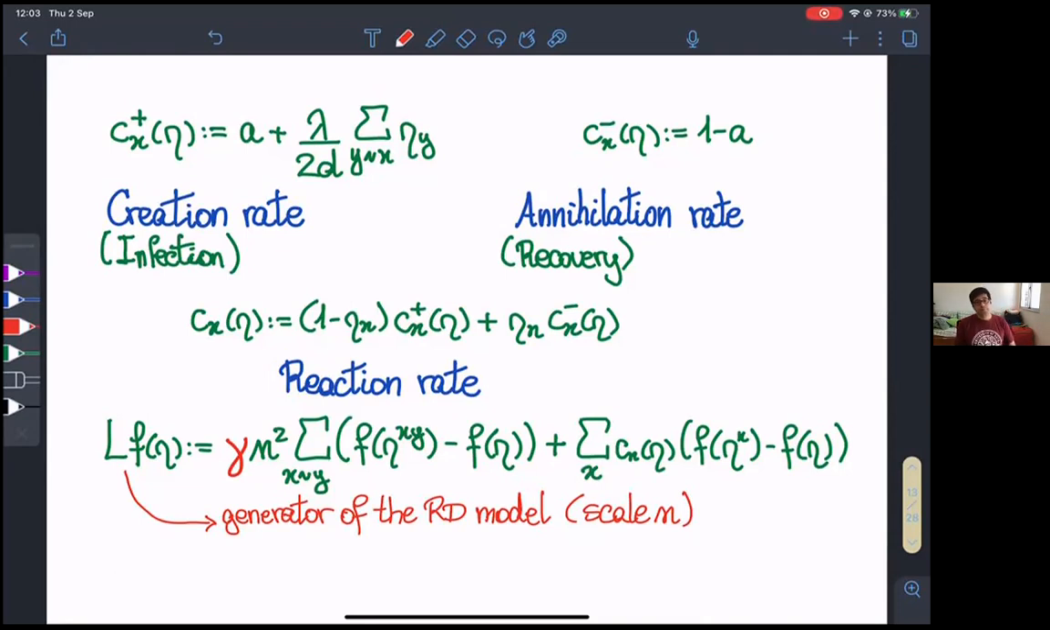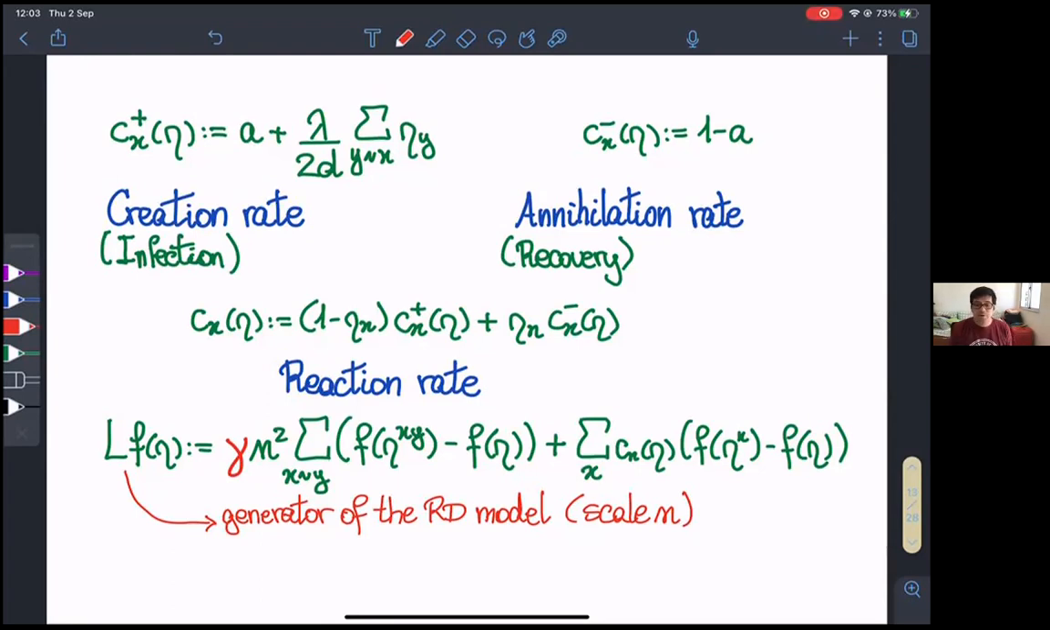And then the reaction rate is this function c_x of eta. It's the rate at which you see in this Markov chain a flip at site x, from 0 to 1 or from 1 to 0. That's why you multiply by these factors, 1 minus eta and eta, with the creation and annihilation rates, because you have to have a particle at site x in order to destroy it, and you need to have a hole, an absence of particles at site x, in order to create a new particle.